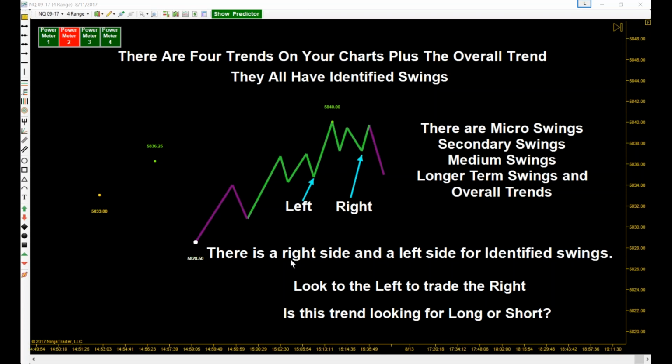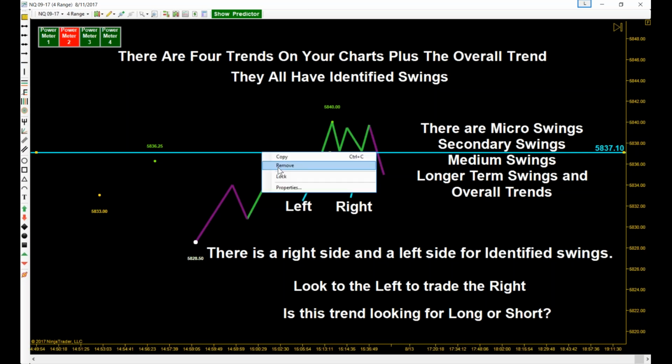There is always a right side and a left side for identified swings. For instance, if you looked here, you have a high, a low, a lower high, same low, so this doesn't count. But you still didn't take out the high here, so you have a lower high again, and it did take out this low. That's your right-hand side. And when this actually took this out right here, it did change the power meter 1 to short. But you have to look to the left to trade the right. The left will tell you exactly what's going on in your chart.